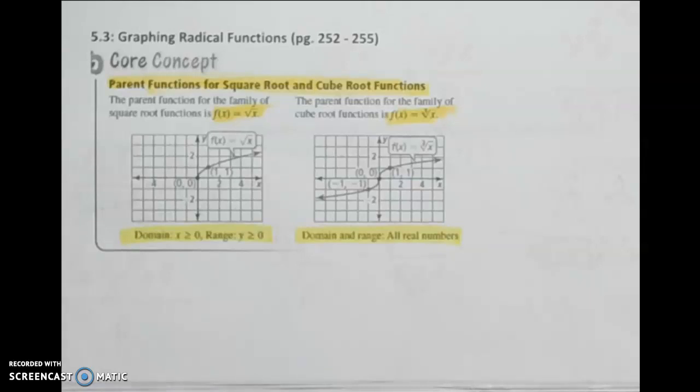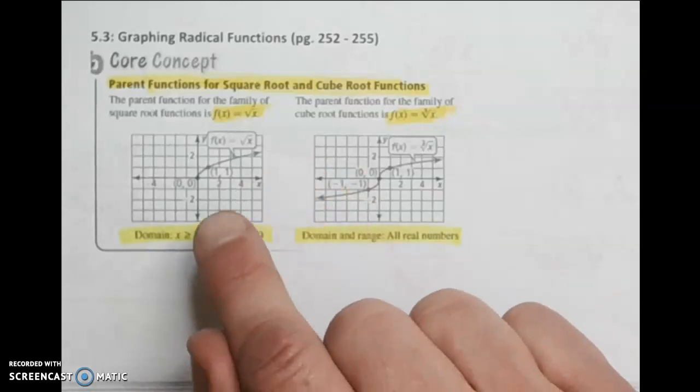5.3, graphing radical functions, page 252 to 255. Core concept. We have parent functions of square root and cube root functions. The parent function of a family of square root functions is f of x equals the square root of x. And here's what it looks like.